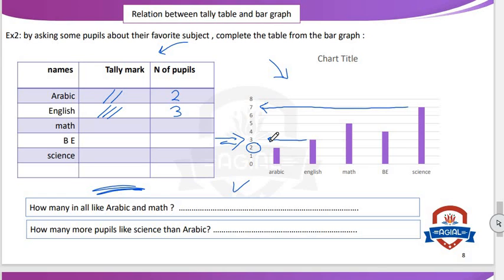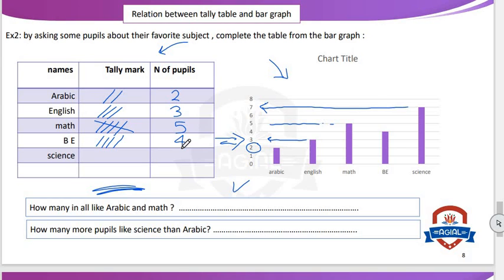Math goes up to what? Excellent, 5. Who can make 5 in tally marks? Make a bundle. We make 1, 2, 3, 4, and make a bundle, and we will write 5. Okay, BE. All of you like BE? Yes, I know. BE goes up to what? Super, 4. So we will make 1, 2, 3, 4, and write 4.